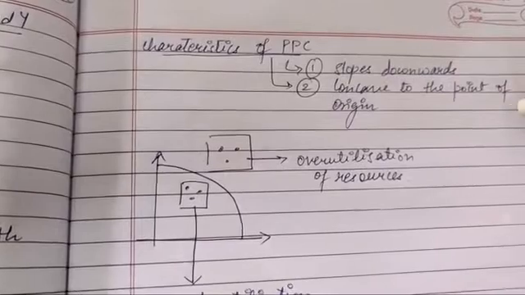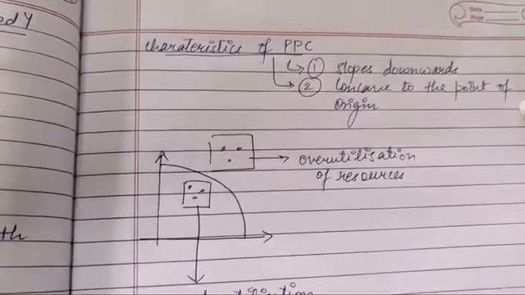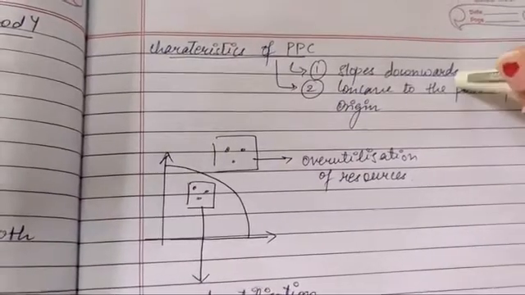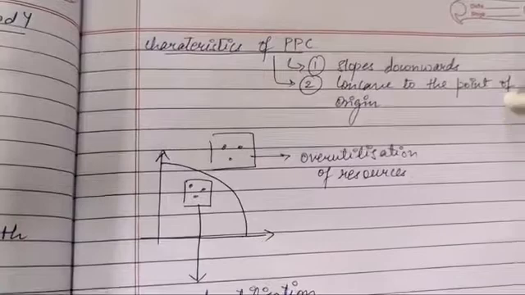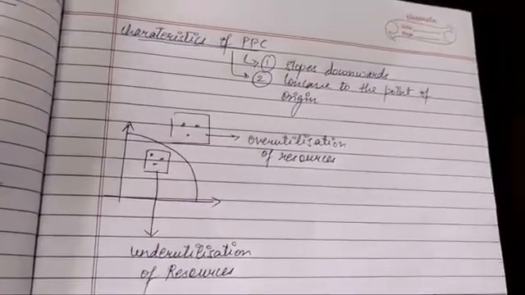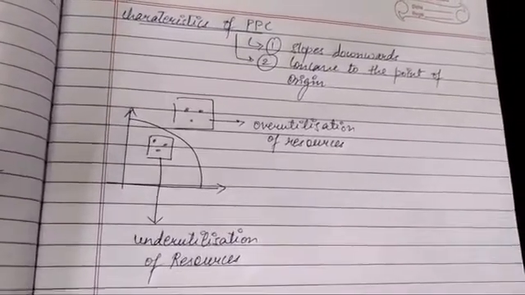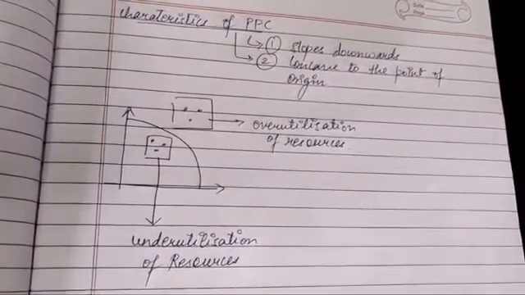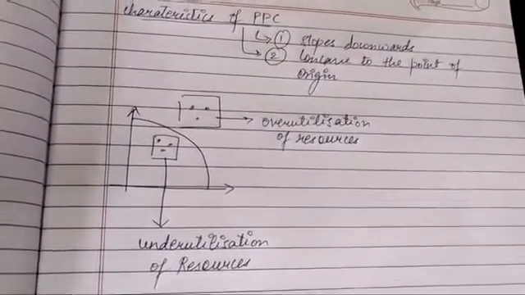Or I can say PPC is concave to the origin. Why? Because as more and more resources are shifted from opportunity 1 to opportunity 2, marginal opportunity cost tends to rise. I will be giving you certain terminologies which will help you understand how PPC helps, or I can say illustrates, the central problems of an economy.